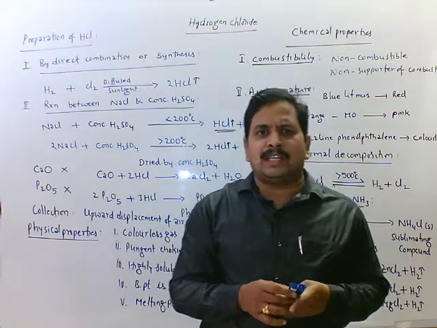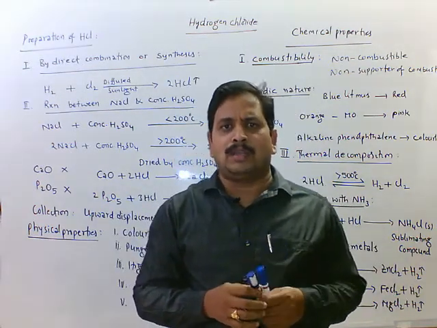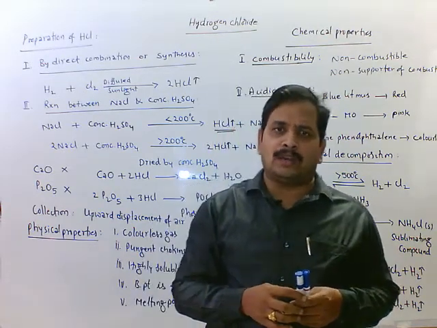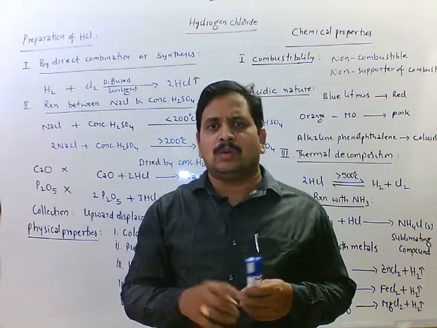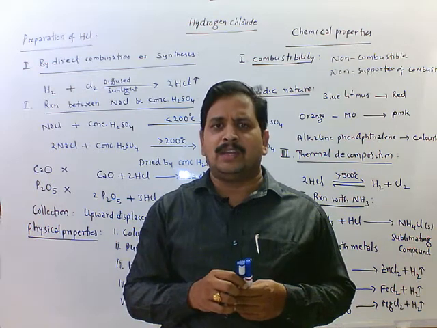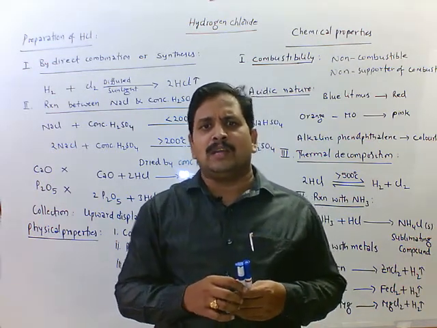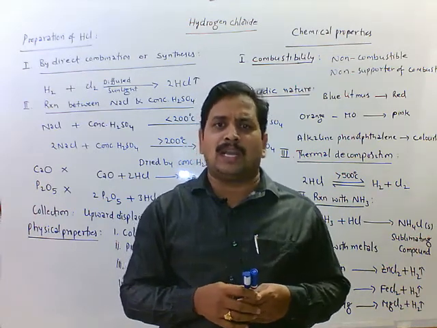Hydrogen chloride is a polar covalent compound. Why? Because hydrogen electronegativity is 2.1 and chlorine electronegativity is 3.0. So between these two atoms, there is a difference of electronegativity. Due to this nature, this molecule is polar in nature. So HCl, hydrogen chloride, is a polar covalent compound.